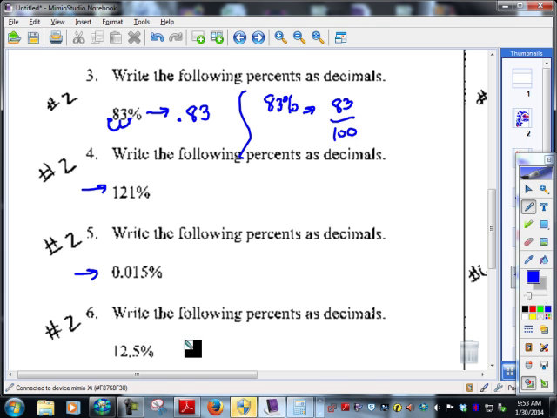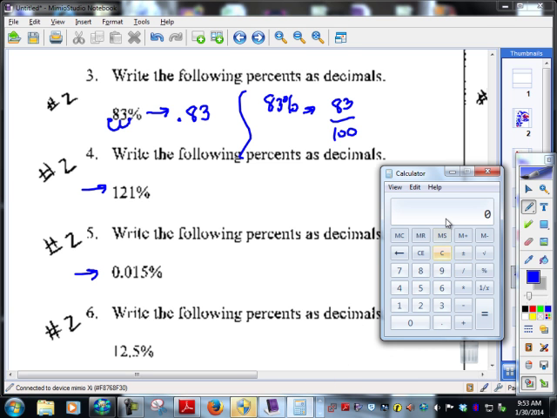Now we can get our calculator out, so we don't have to remember moving 2 places to the left or to the right or how many places. We can get our calculator out. We can type it in. 83 divided by 100.